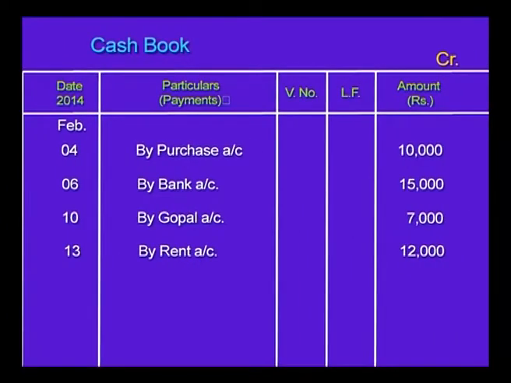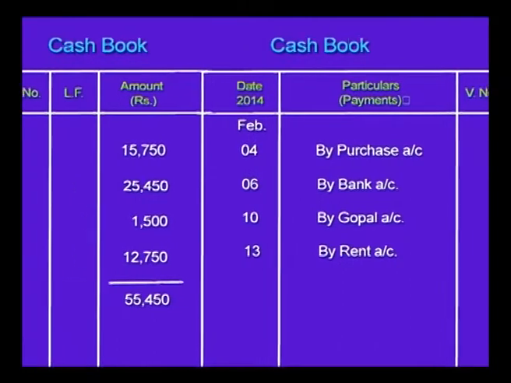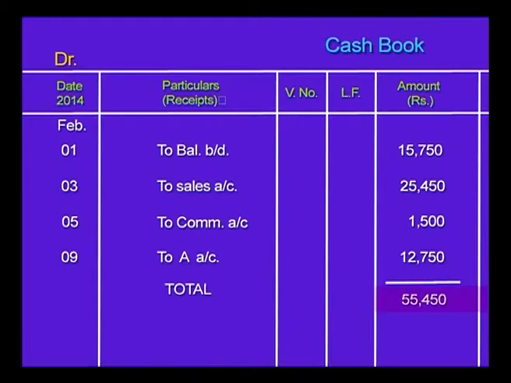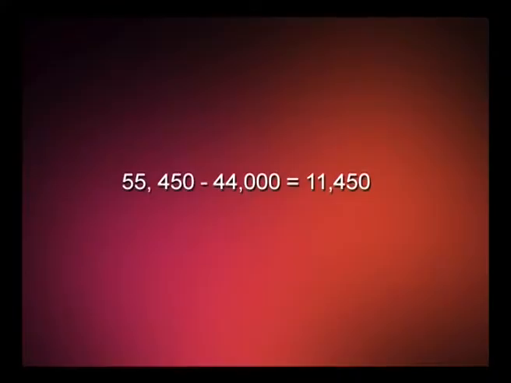Now, after this you have to move to the other side, the credit side. See there, you can see 4 items over there: purchase, bank, Gopal and rent. 10,000 plus 15,000 plus 7,000 plus 12,000. 10 plus 15, 25 plus 7, 32 and 12, 44,000 rupees is the total. This total of 44,000 rupees from credit is to be deducted from the total of 55,450 on the debit side. And the difference of these two, that is 11,450 rupees, represents your balance.